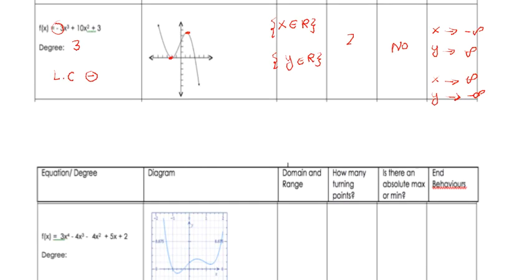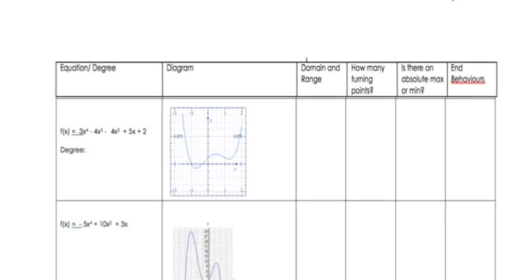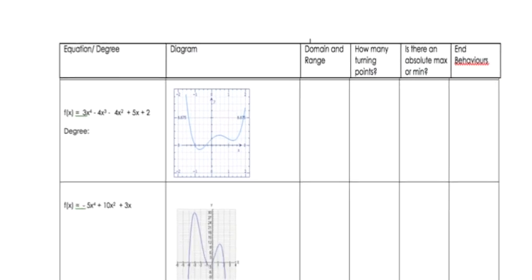You should start seeing some trend as we go on. Degree 4. Leading coefficient positive or negative? It's positive. What's your domain?